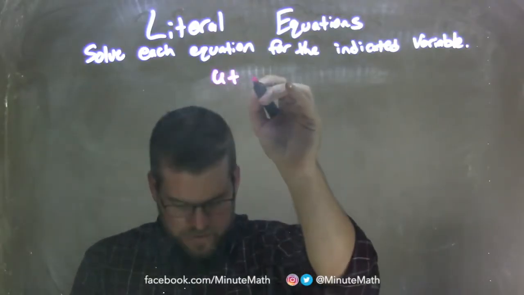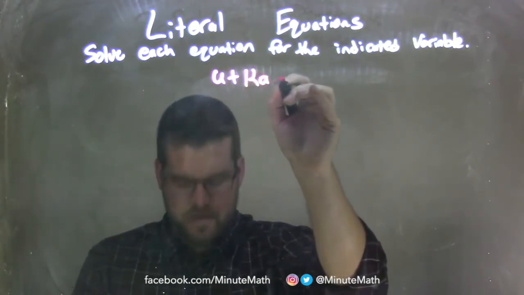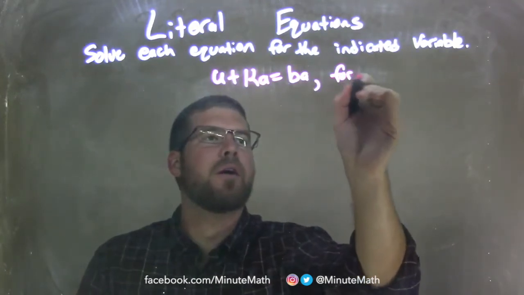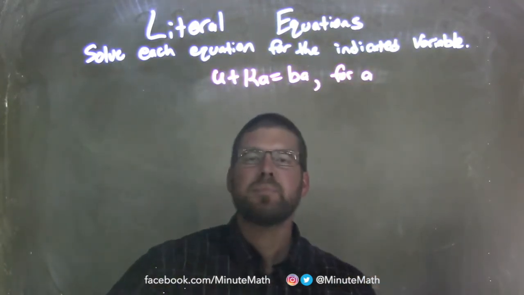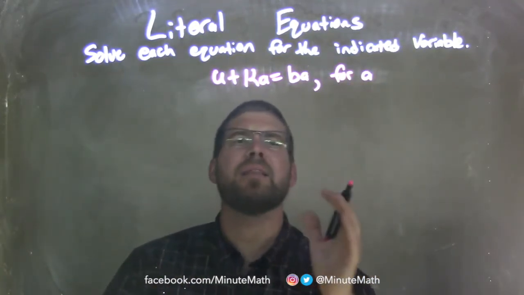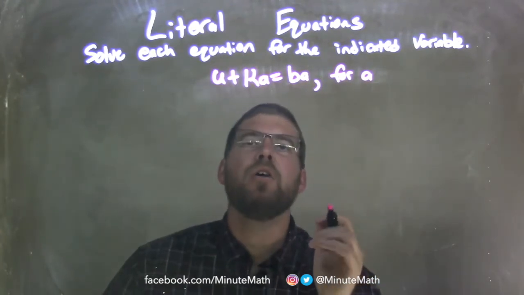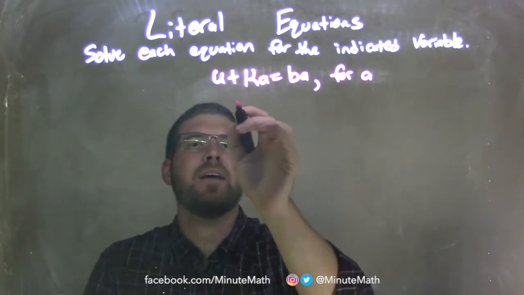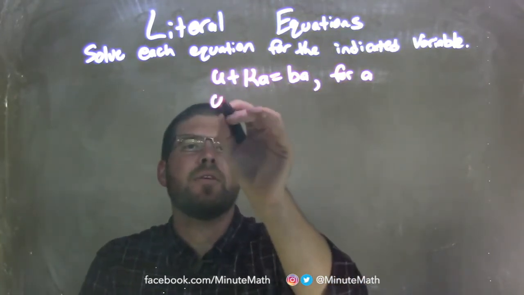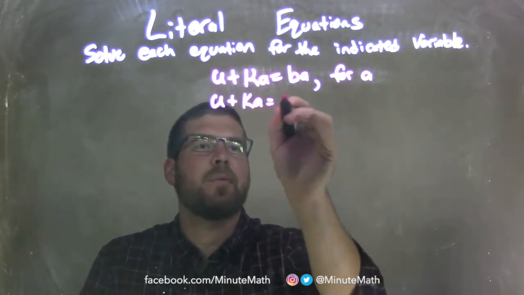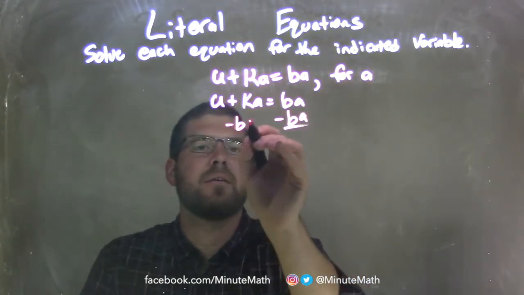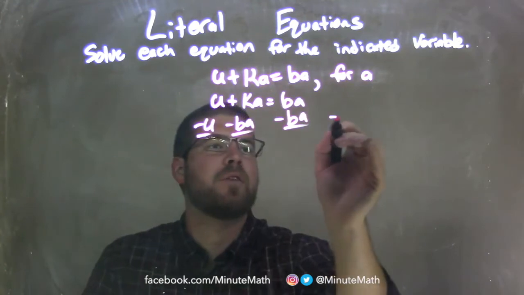Next: u plus ka equals ba. And we're solving that for a. Well, I want to bring all my like terms together. So what I'm going to do is bring the a's over to the right and the u to the left. So I'm going to rewrite this, u plus ka equals ba. And I'm going to subtract the ba from both sides, and I'll subtract u from both sides.